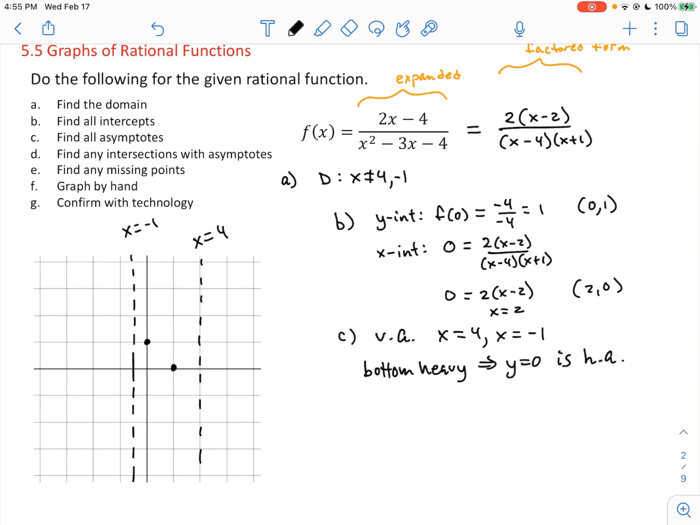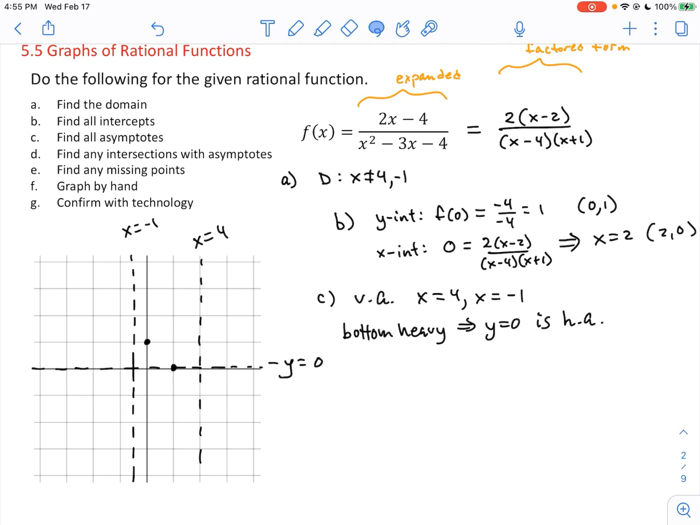Y equals 0 is the x-axis. And notice we have an intersection with the horizontal asymptote, but that's okay. It's the vertical asymptotes that should never be intersected. Let's get item D. Find any intersections with the asymptotes. Well, there's already one here, and you'll never find intersections with the verticals. Because the horizontal asymptote is the x-axis, we've already found the x-intercepts, and there's only one. So the only point of intersection with an asymptote is at (2, 0). At (2, 0), the graph intersects the horizontal asymptote.